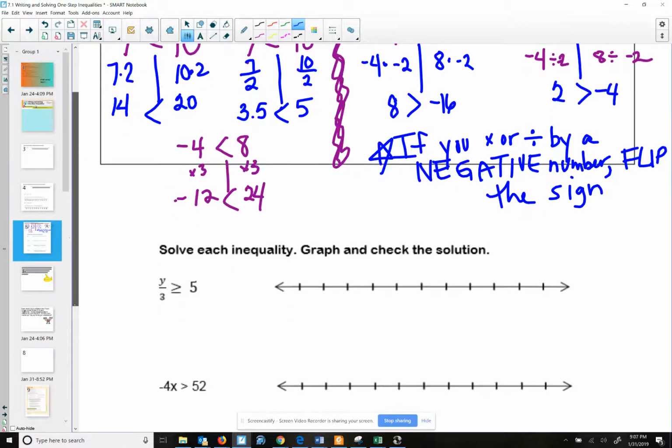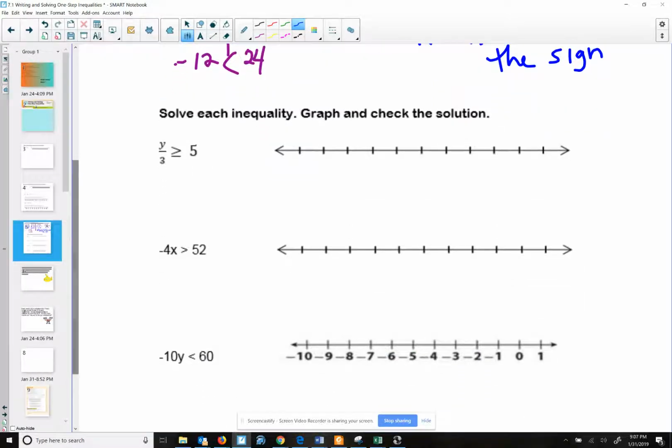All right, let's look at some of these examples. Solve and graph the solutions. So here I see my variable y. Y currently is being divided by 3. So to undo this, to use the inverse operation, we are going to multiply both sides by 3. Now, are you multiplying by a positive number or a negative number? It's positive. If it's positive, you're cool. Just proceed as normal.